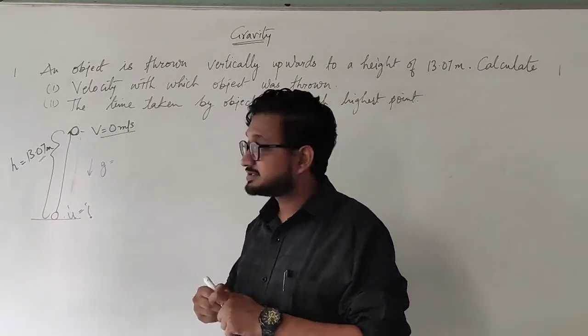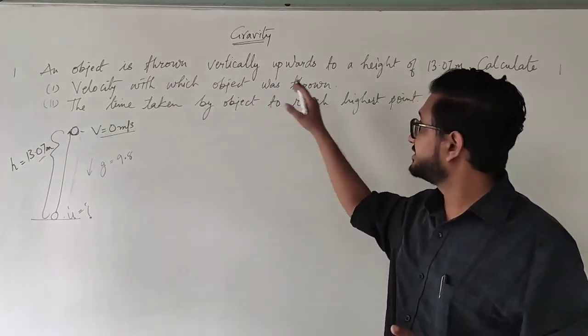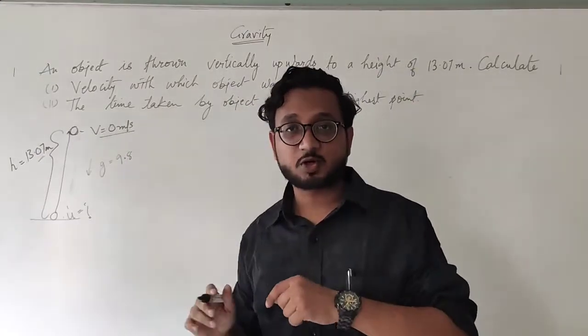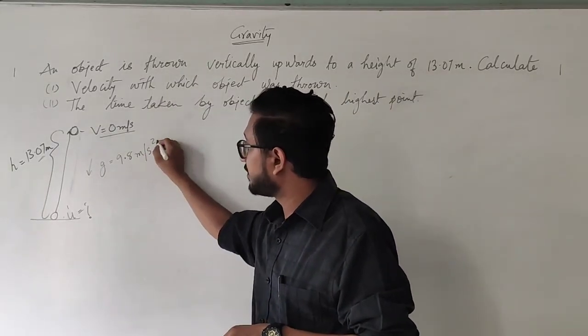So the acceleration is given to us as 9.8, which is nowhere mentioned in the question. Like I said, this is constant on the surface of Earth, and therefore you will have to remember this always.